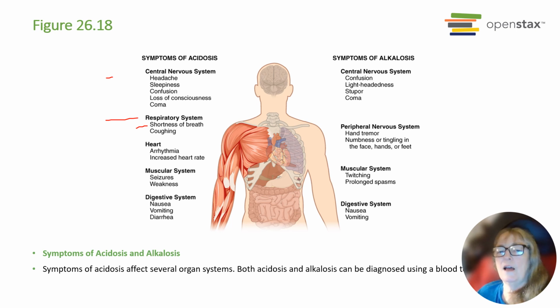Alkalosis, confusion, lightheadedness, stupor, coma, so they may seem kind of the same. They're confused, they pass out. Peripheral nervous system, tremoring, tingling, hands, face, feet, muscles, twitching, spasming, digestive system, nausea, vomiting. And so they can be similar in both, but you can do a blood test and you know for sure which one you have. And I believe that is all.